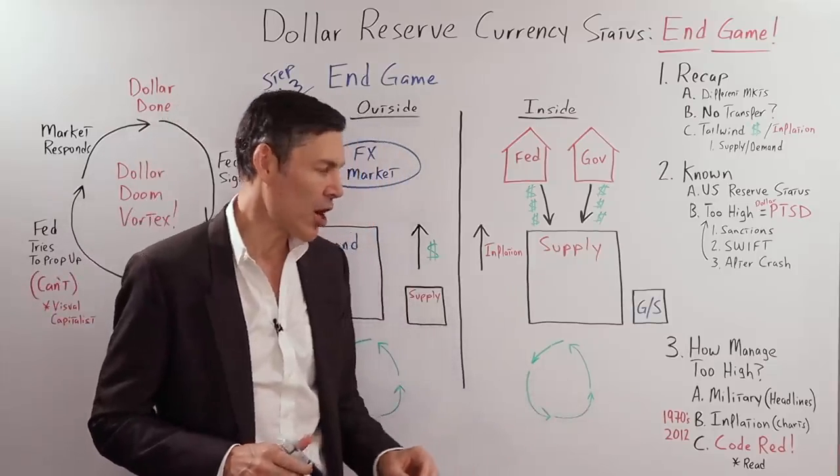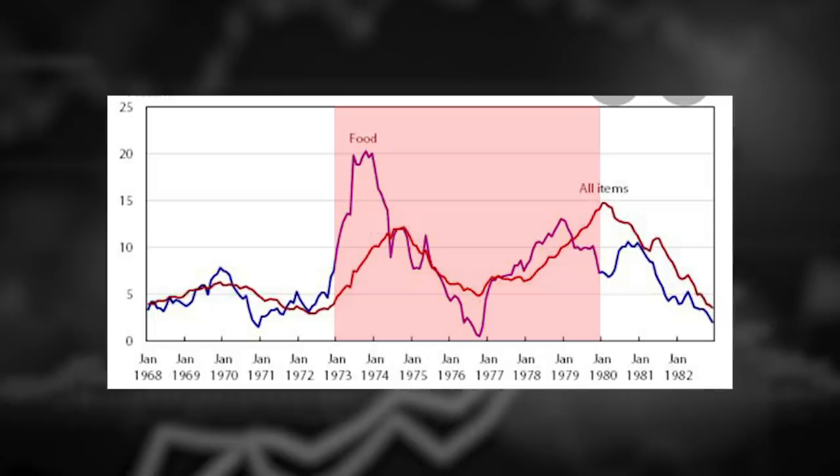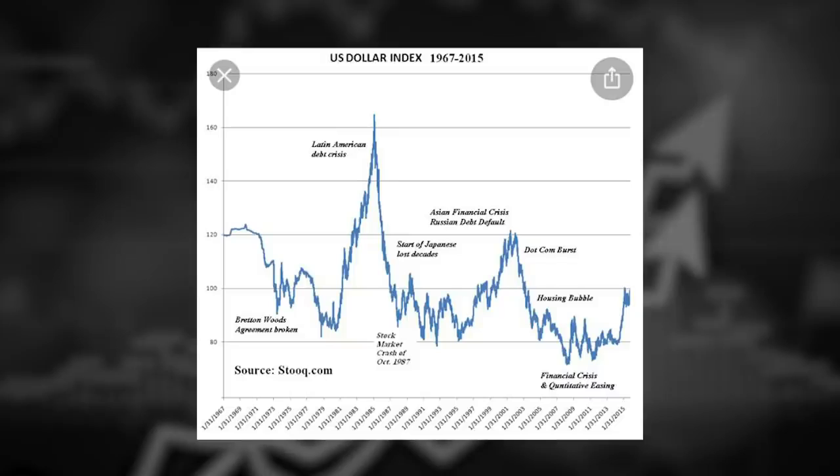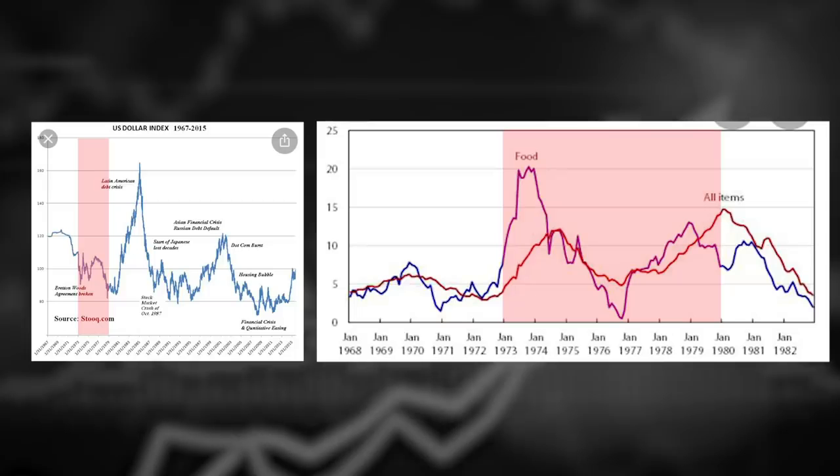Editor, go ahead and throw up a chart of inflation in the 1970s. We know that it went up substantially, but now let's look at a chart of the DXY from 1973 to 1979. You see that it did go down, but not that much. Nowhere near the rate of inflation.